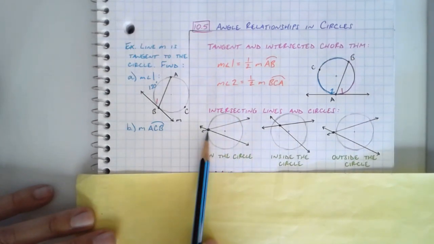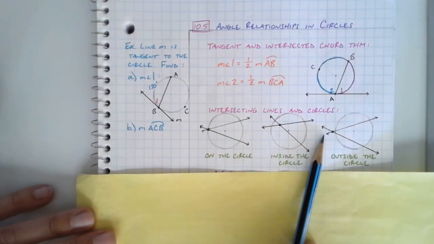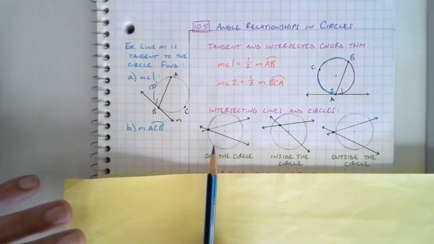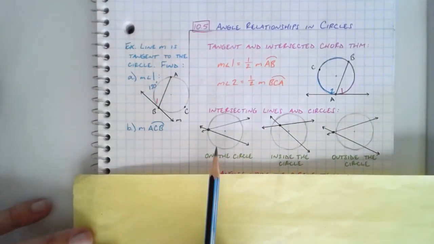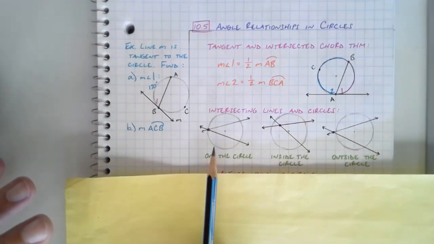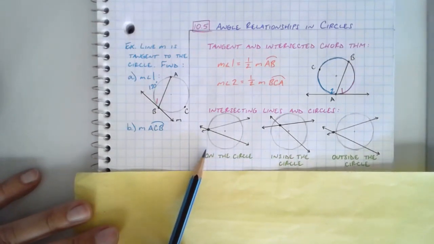Okay, so the angle could be on the circle, inside of the circle, or outside of the circle. And so we're just seeing these different scenarios, and we're going to look at and analyze these different formulas, the ways to solve for angle measurement in each case. They're going to all look very, very close to each other. So let's start with this case right here, the angle being on the circle itself.